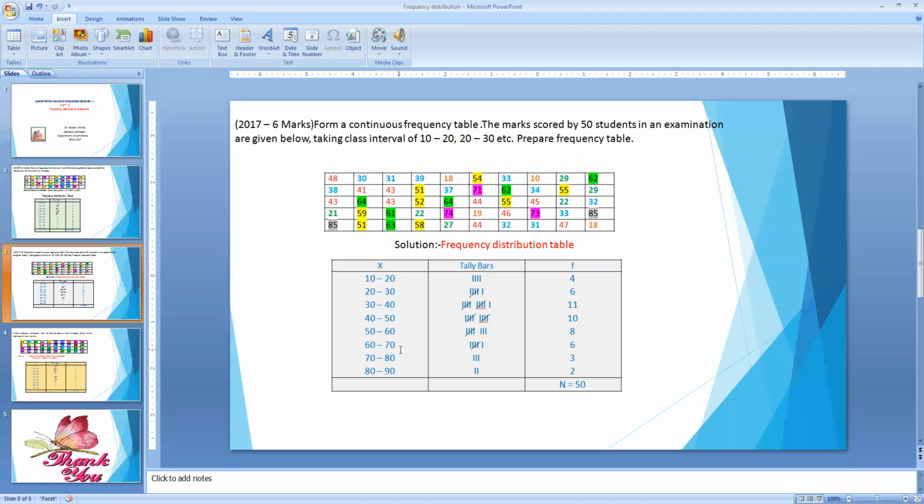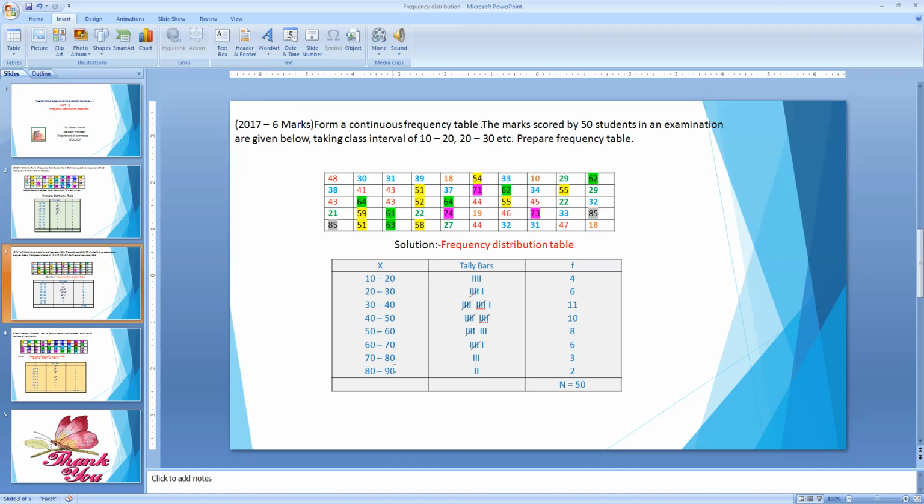Let us check the next class interval, that is 60 to 70. How many numbers are shown in the green color? That is 62, one more 62, then 3, 4, 5, and 6. So a total of 6 numbers are falling in the range of 60 to 70, but we have to count only up to 69. There is a group of 5 and another one, then it becomes 6, which has to be mentioned in the frequency column.